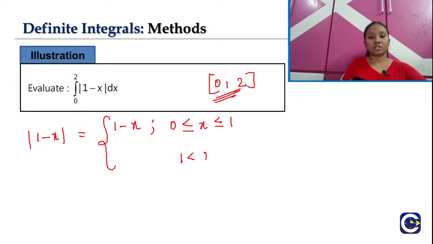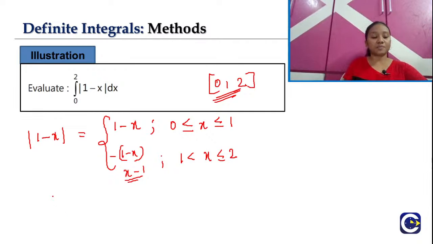Whereas if I am having x from 1 to 2, then if it is greater than 1, 1 minus a value greater than 1 will obviously be a negative value, which means minus of 1 minus x, which can be written as x minus 1. That means the splitting point, the breaking point for this function is nothing but 1. So from 0 to 1 the modulus function will be equal to 1 minus x, whereas from the limits 1 to 2, it will turn out to be x minus 1.